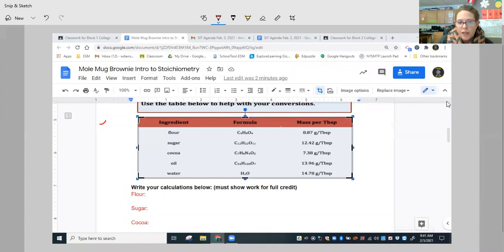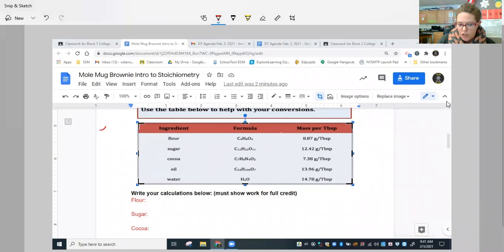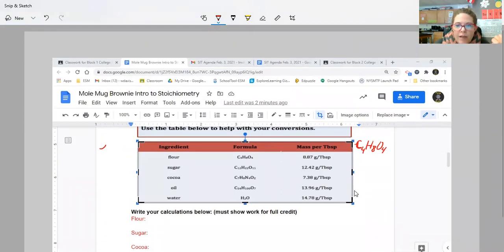Okay, so I'm going to do the calculations for flour below. If we look here at the flour formula, I'm just going to write it over here so I can have a bigger image. The flour formula is C4H8O4. That is the chemical formula for flour. So I need to figure out how many tablespoons of flour, and what am I given in my recipe?